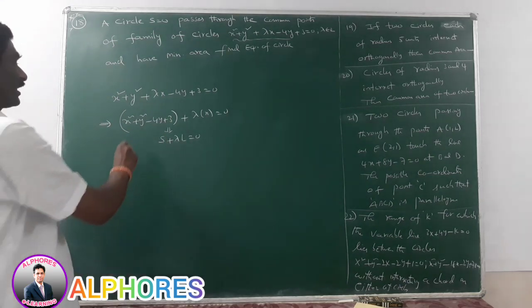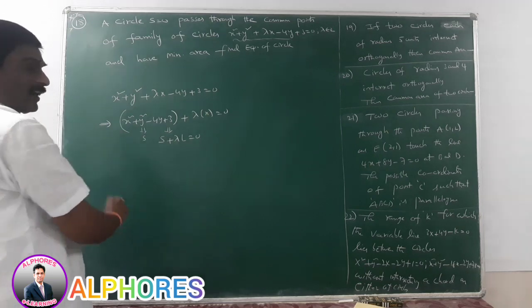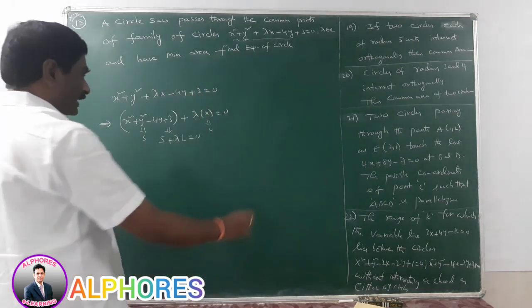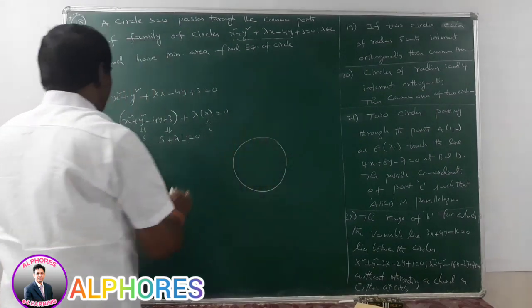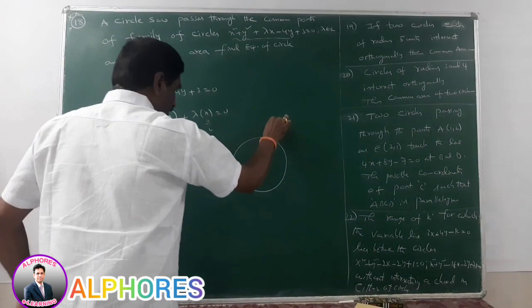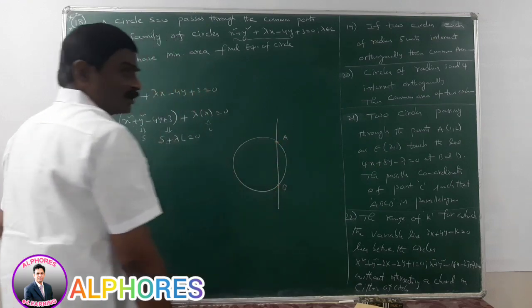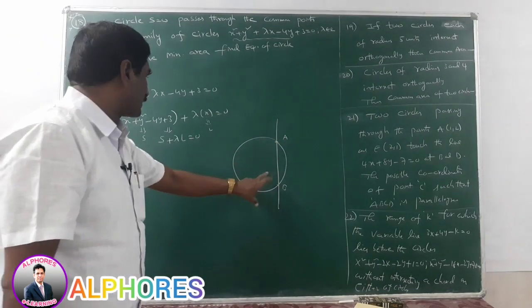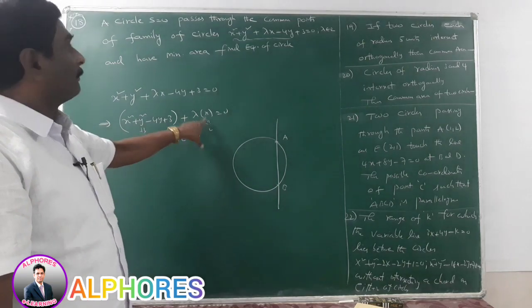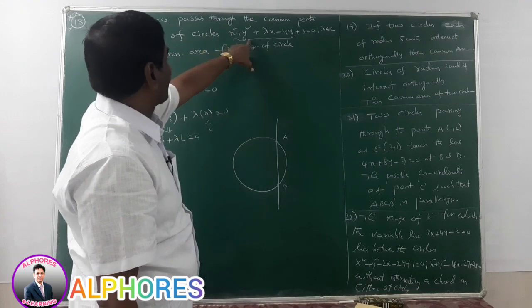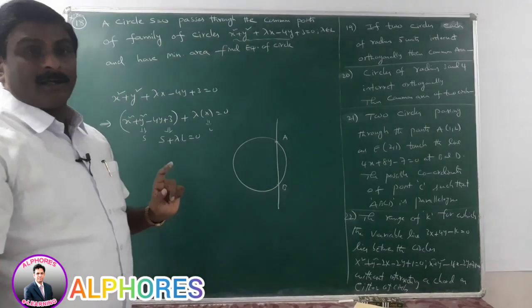Here what is the circle equation? Say this value is L. It is the line. Line L is nothing but x is equal to 0. Suppose the circle is in this way, and x is equal to 0 is the line in this way. These two are intersecting at A and B. So the equation of any circle passing through these points is in this form. But the circle S is equal to 0 passes through the common points of the family of circles and has a minimum area.